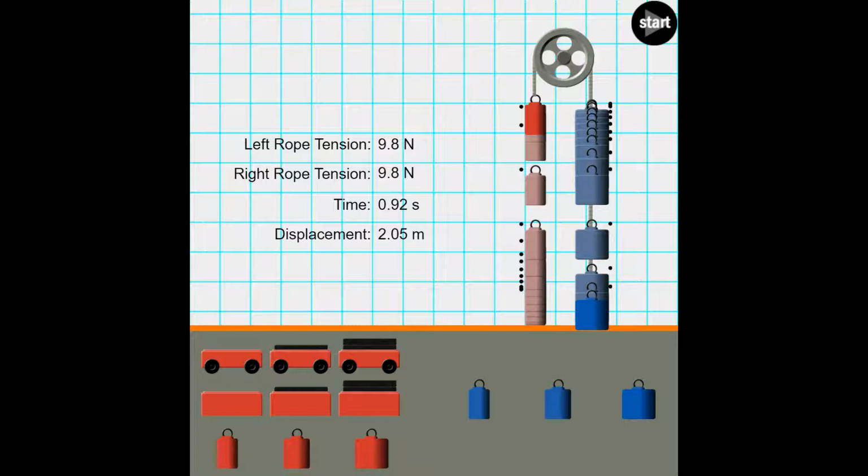That makes sense. But of course, masses don't cause objects to change their motion. And so this has nothing to do with mass per se, but we'll get to that in a minute.